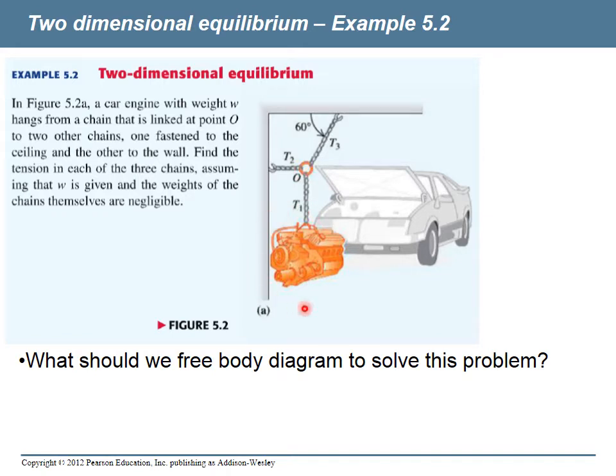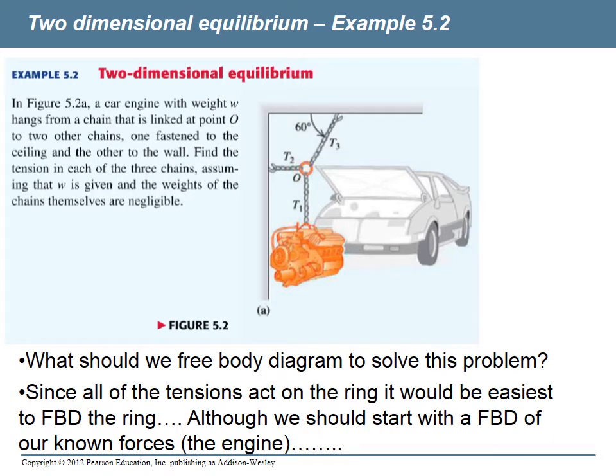So we might actually need to free body diagram this engine first, so that we can find out the tension of one and then translate that tension to the next free body diagram. Since they all act on the ring, it's easiest to free body diagram the ring, but we can't solve it for values unless we have a tension 1. So we need to free body diagram just this engine first.